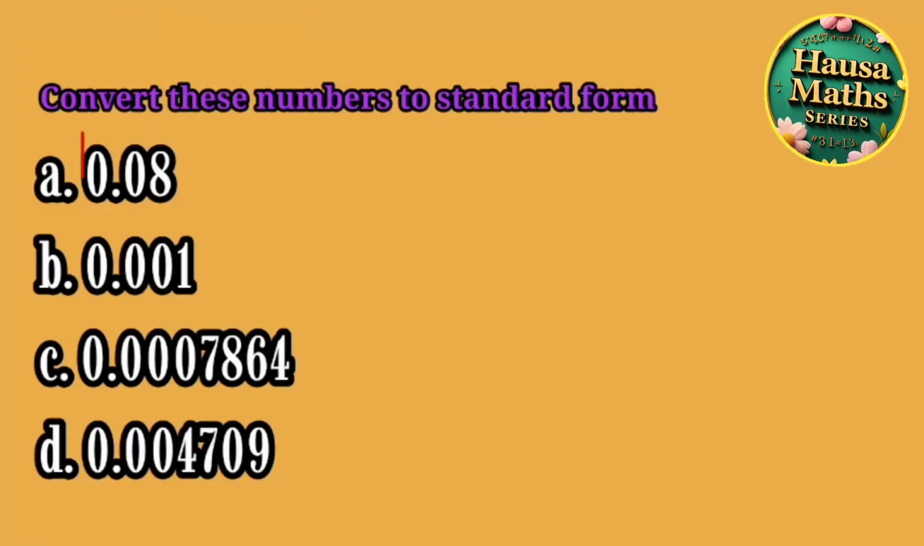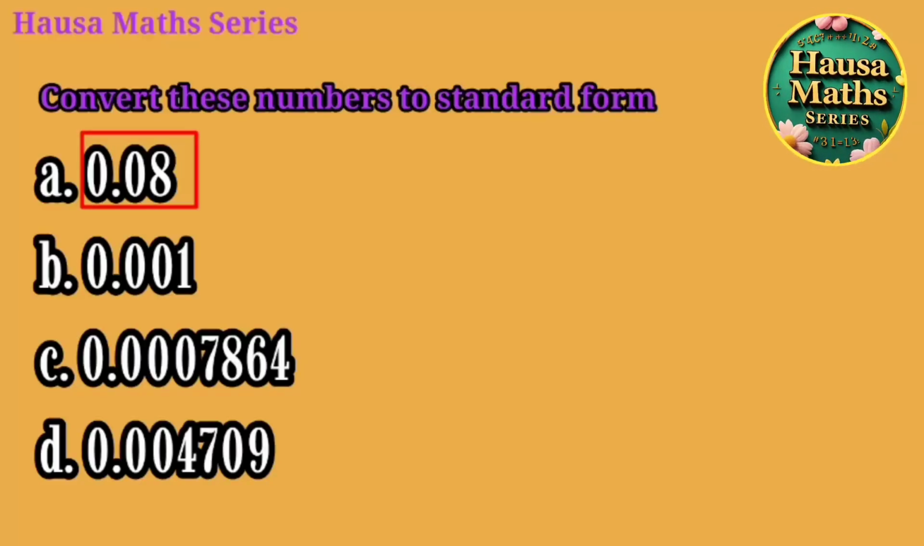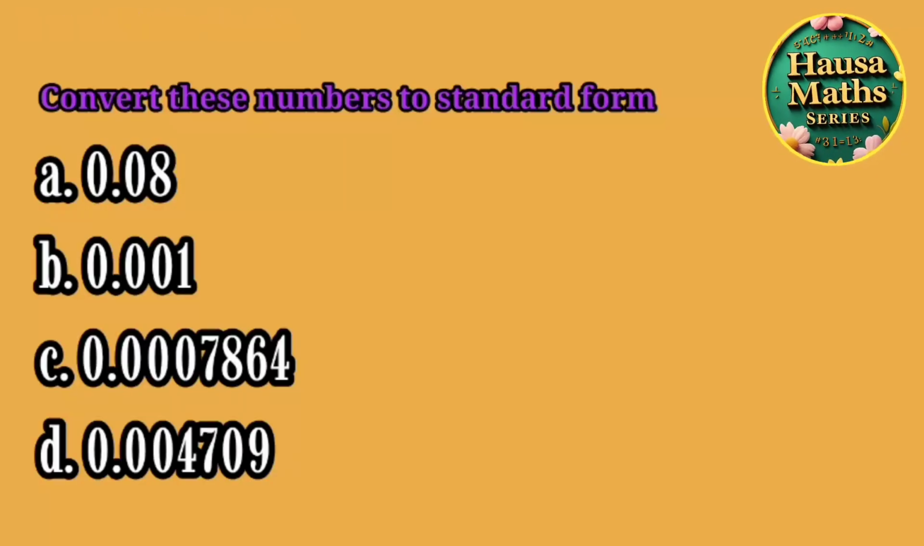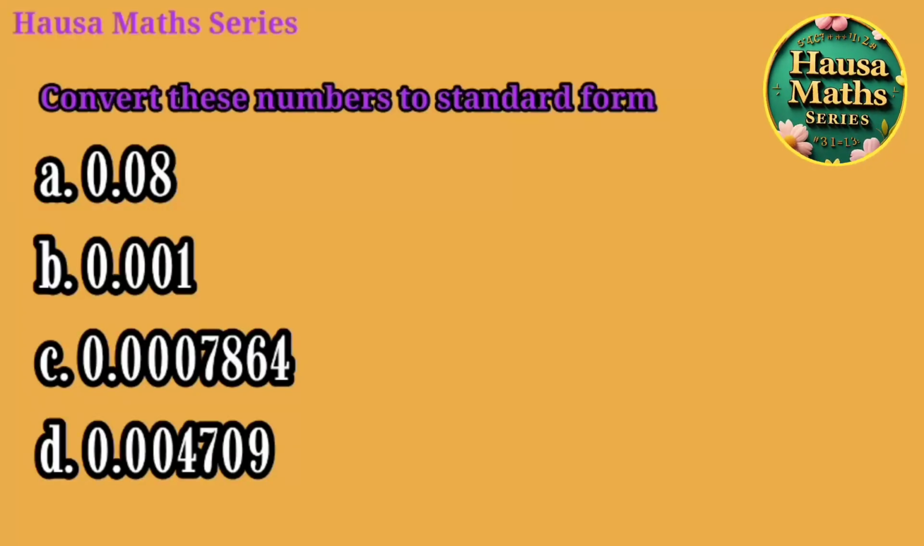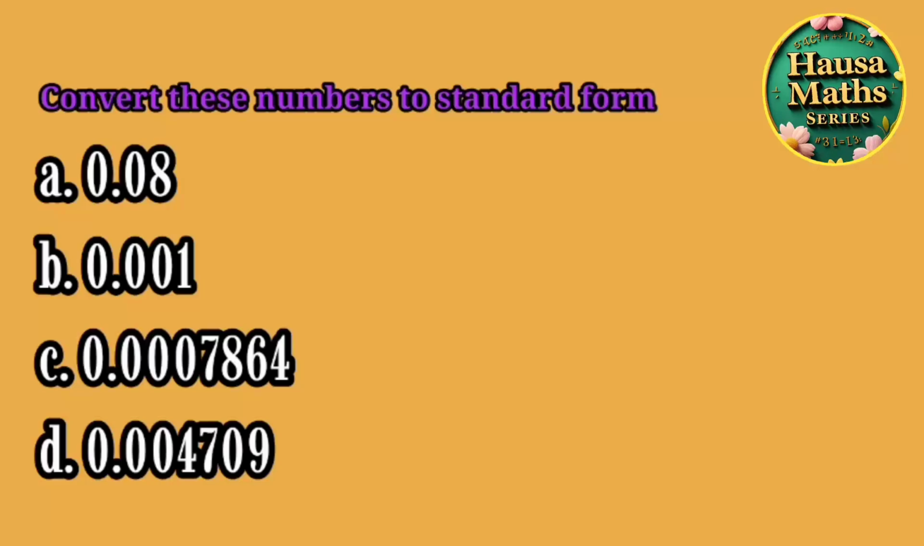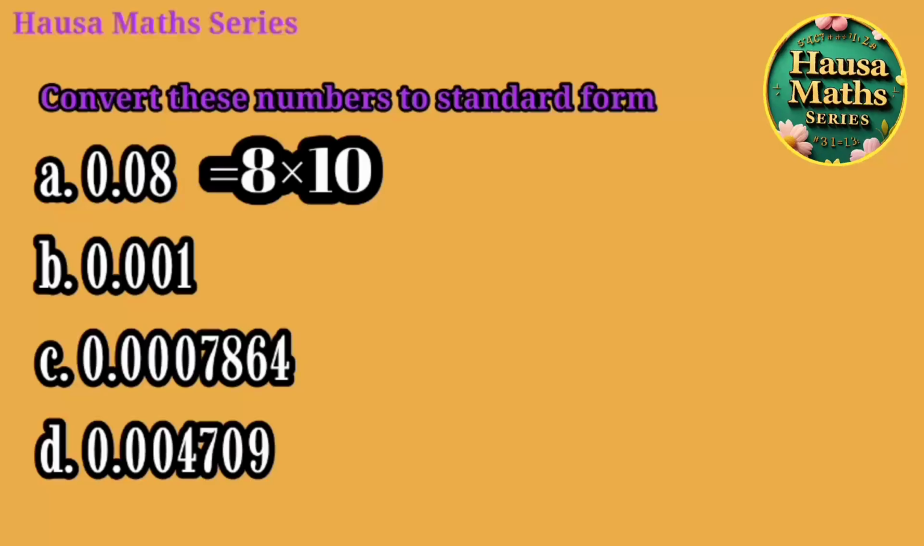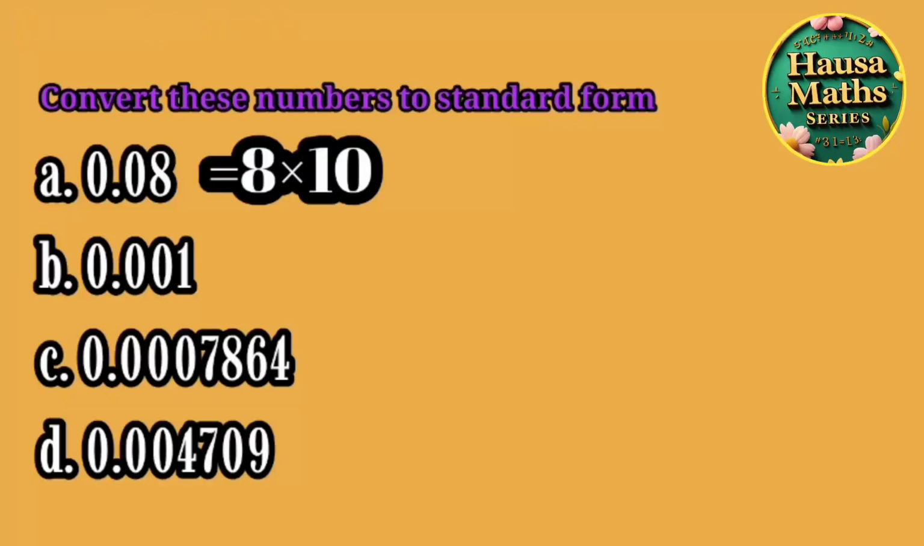So let's take number 1, A. To convert 0.08 to standard form, you move the point to the next number until you reach the first significant number, which is 8. After 8 we don't have any other number, so we don't need to put a point. So the answer is going to be 8. Then we multiply it by 10. What is the power? We count how many decimal places the point skips. It skips 0 and 8, so we have power -2. So the standard form of 0.08 is 8 times 10 raised to the power -2.